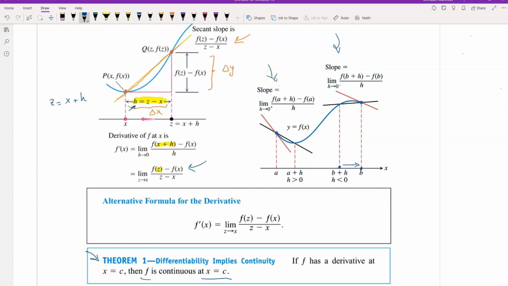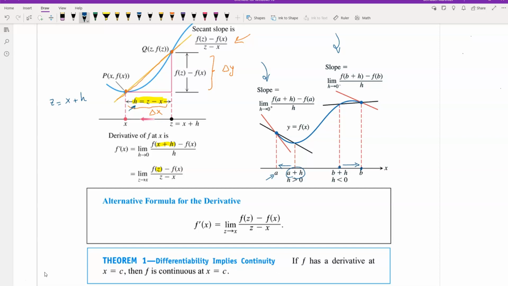And here on this part, the slope of this tangent line is equal to the limit as h approaches 0 from the right. So this one is from the right. Here we have a plus h, and here we have a plus 0 because h approaches 0 from the right. So the limit as h approaches 0 from the right of f of a plus h minus f of a divided by h, that is our slope.